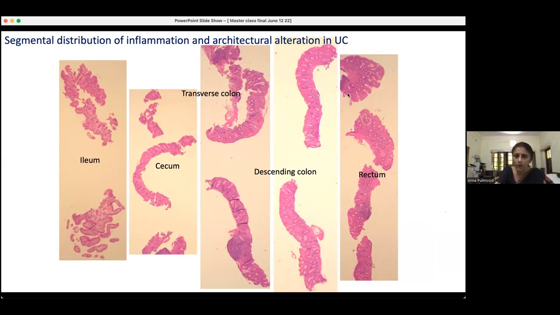Also, you note that all the fragments are equally involved. In this fragment, all are equally involved. In this fragment, all are equally involved. Here, all equally. Here, all equally. This is diffuse inflammation, distally predominant. This is classic ulcerative colitis.